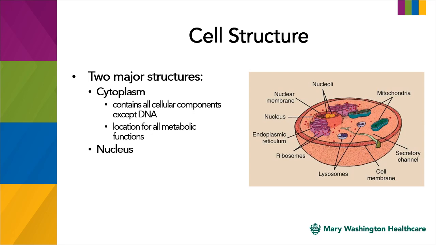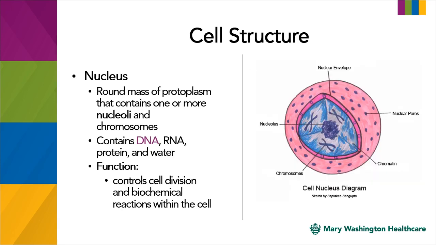Now let's look at the cell structure. There are two main structures which include the cytoplasm and the nucleus. The cytoplasm contains all cellular components except DNA, and it's the location for all metabolic functions of the cell. And then there's the nucleus. The nucleus is a round mass of protoplasm that contains one or more nucleoli and chromosomes. It contains DNA, which is the only location that DNA is present in the cell, RNA, protein, and water. Its function is it controls cell division and biochemical reactions within the cell.